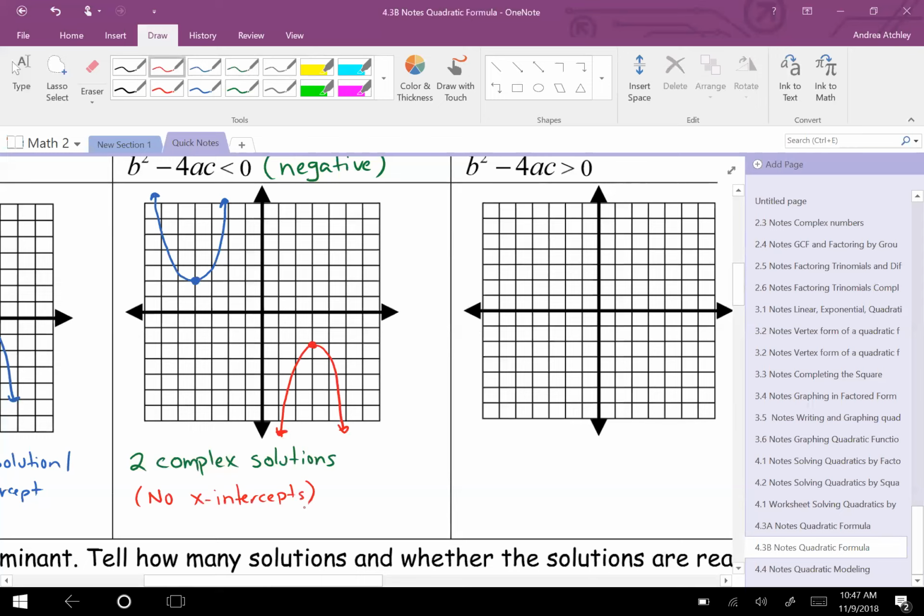Okay. So it's really important that you know that if it's a complex solution, it doesn't have any x-intercepts. Because I'm going to ask you that. I'm going to say, hey, if I get a complex solution, what does that mean? It means it doesn't have any x-intercepts.